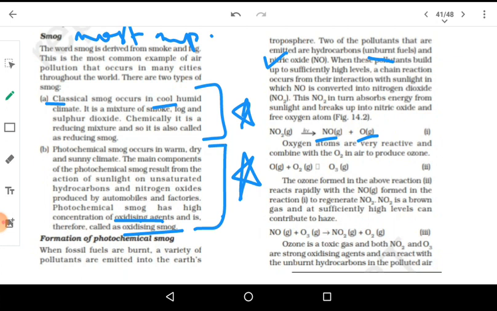Now these free oxygen atoms are very dangerous because they are very reactive, and they combine with oxygen to form ozone. The ozone that is formed reacts with the nitric oxide and forms NO2, and this NO2 is a brown gas that at sufficiently high levels can contribute to the haze, which we have talked about before.